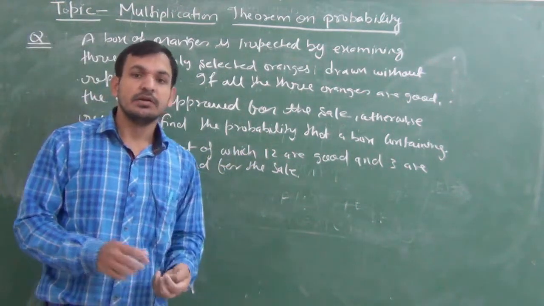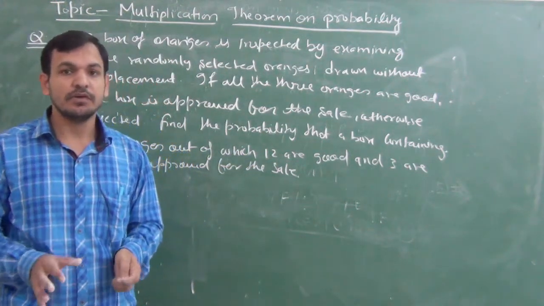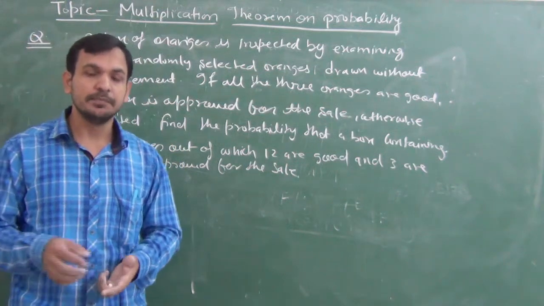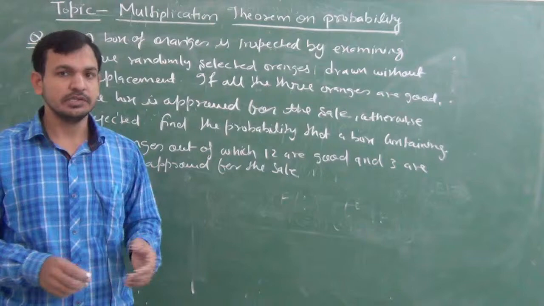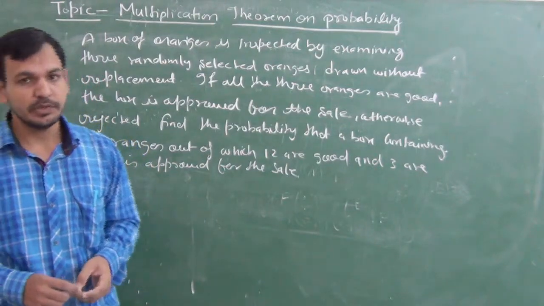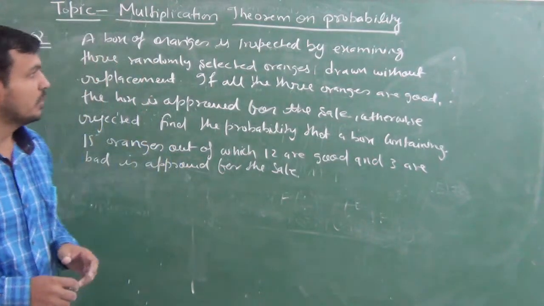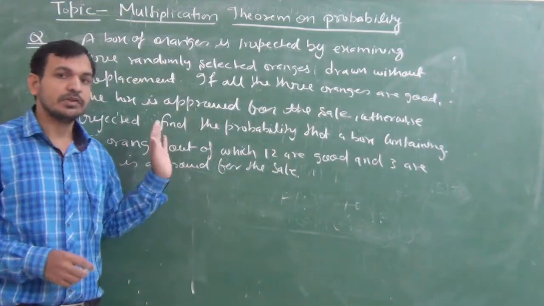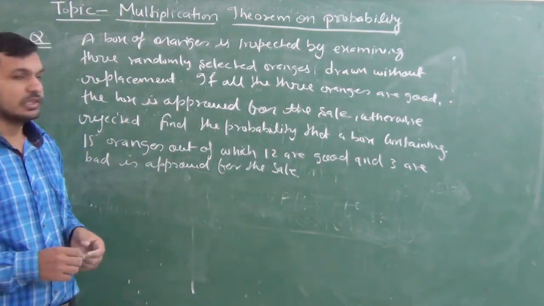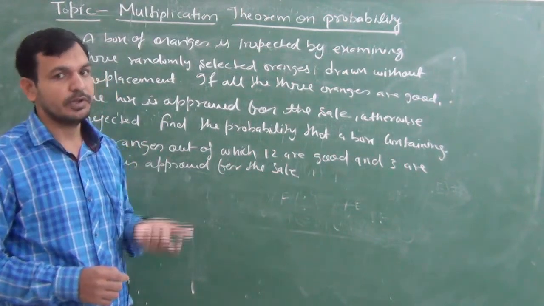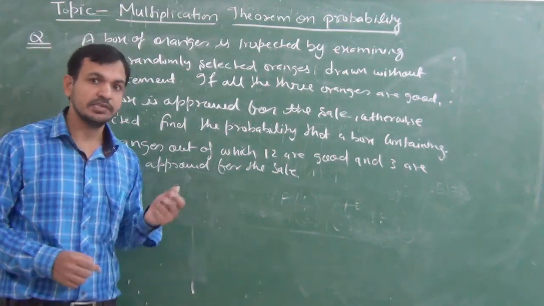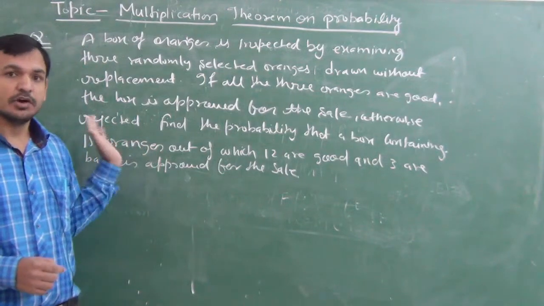So if the box has 15 oranges out of which 12 are good and 3 are bad, and we are taking 3 oranges out of those 15 oranges randomly without replacement, what will be the probability that the box is approved for the sale? Clear? The box will be approved for the sale if and only if all the 3 oranges are found to be good. If any of those oranges are found to be bad, the box will be rejected.